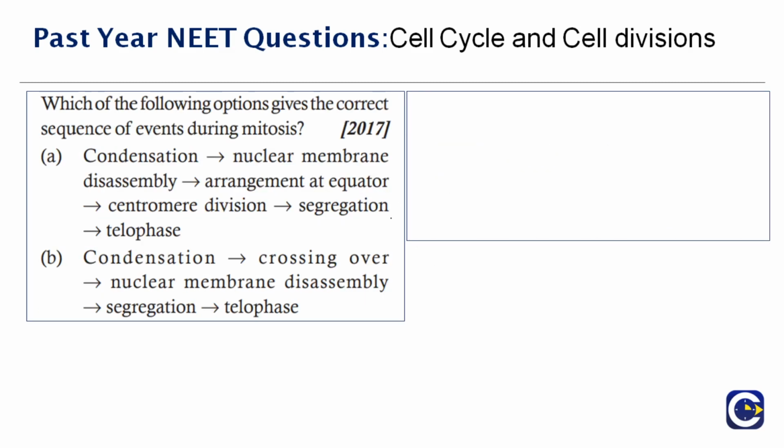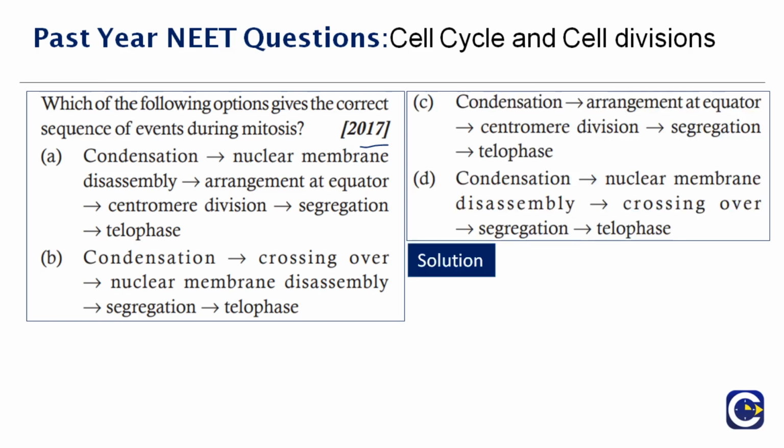Now, next question. Which one of the following options gives us the right sequence of the events during mitosis? Now, this question was asked in the year 2017. You're given 4 options here. Now look at the first option here: condensation, nuclear membrane disassembly, arrangement at the equator, centromere division, segregation, and telophase. So the one which follows the correct sequence of order, if you see, is option A.